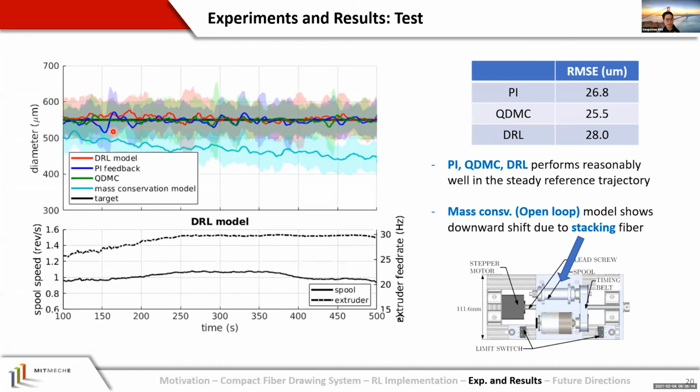However, for a mass conservation model, which is an open loop model, it showed this downward trend. This is because the fiber stacks around the spool and makes the effective radius of the spool larger. And due to this increase in the effective radius, the linear speed of the fiber increases, and the open loop controller cannot compensate for that, so we see this downward trend.